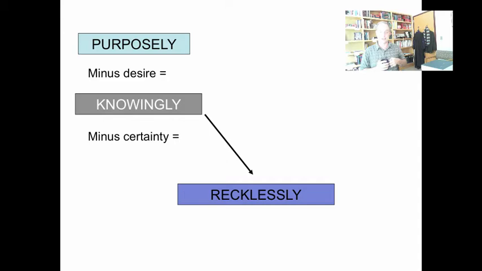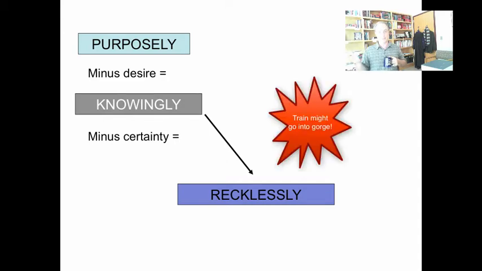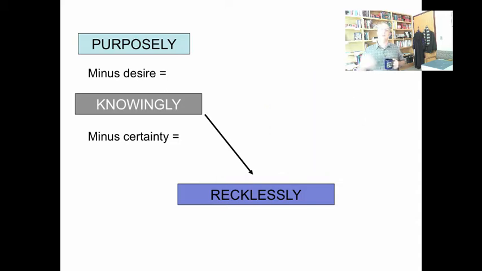The train leaves the station, and sure enough, the bomb goes off over the bridge over one of these gorges. I can be charged with recklessly causing the death of another human being, because even though I wasn't certain that the train would plunge down into a gorge, I took a substantial and unjustifiable risk that it would do so.